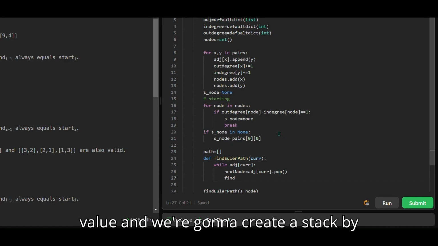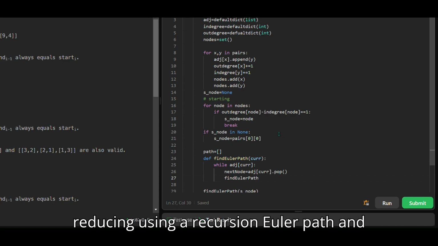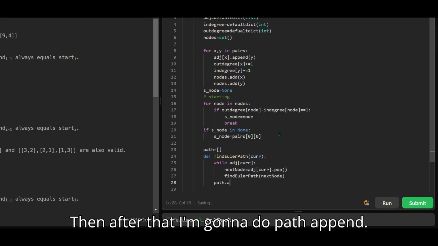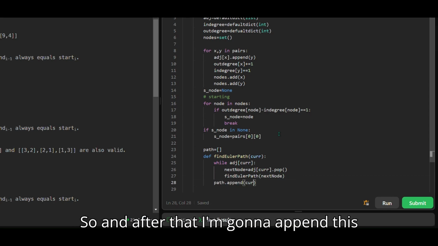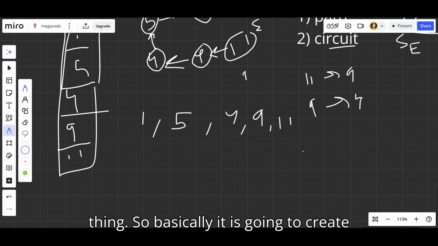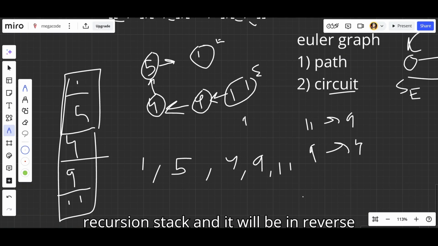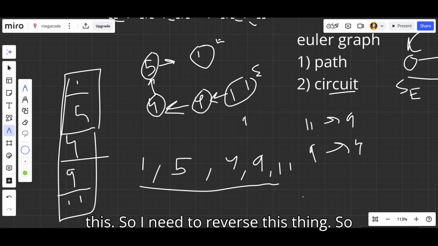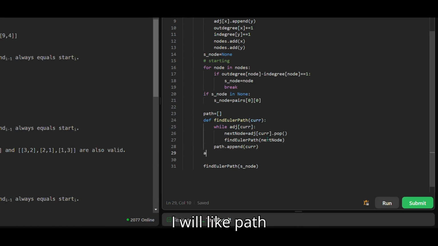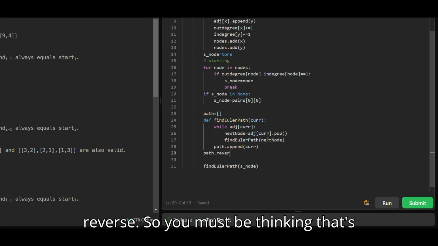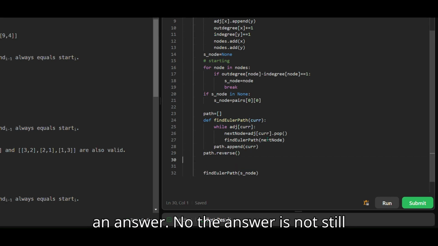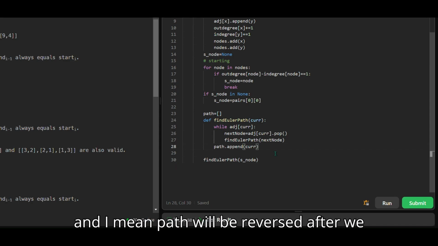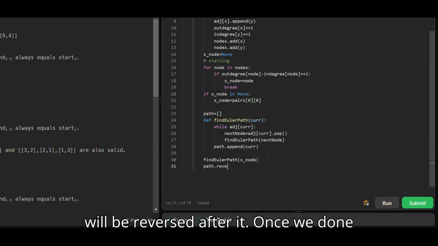And we're gonna create a stack by using a recursion, Euler path, and it's going to put this next node into it. Then after that, I'm gonna do path dot append. So basically, it is going to create this recursion stack, and it will be in reverse order, like I've shown you. If I try to pop it out, it will be a list kind of like this. So I need to reverse this thing. So I will do path dot reverse. So you must be thinking that's the answer. No, the answer is still not there. We still don't have the answer yet. And path will be reversed after we call the function, not before.